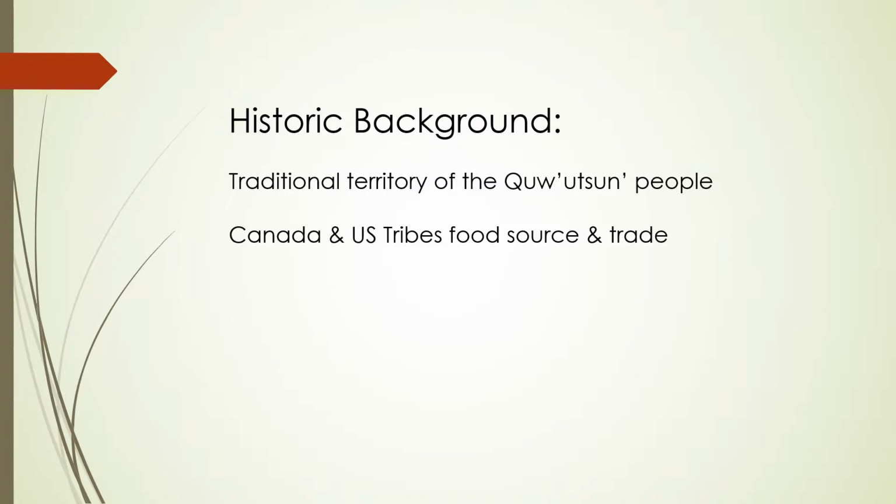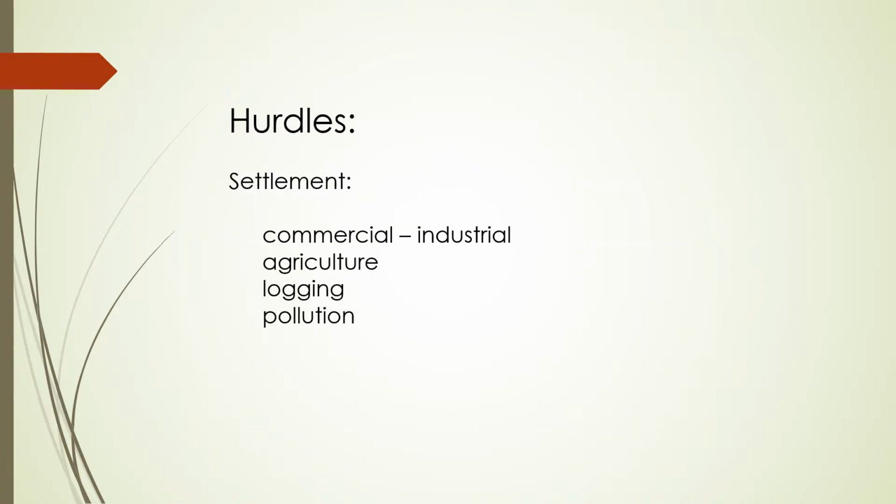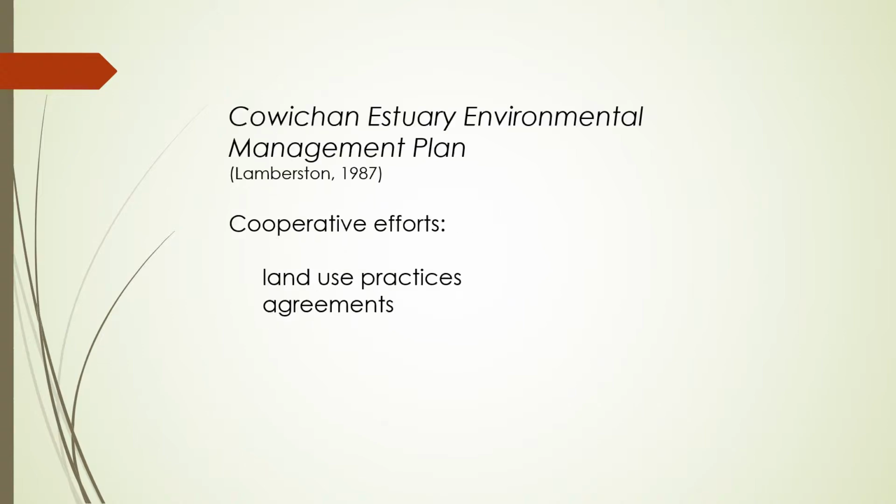Between the times of the Native nations and before the Cowichan Estuary Management Plan was developed, the estuary faced many degradation hurdles as settlers moved into the area. The hurdles have included filling in estuary lands for commercial and industrial uses, diking areas for agricultural uses, logging operations, and point source pollutants such as sewage, agricultural runoff, and waste materials.